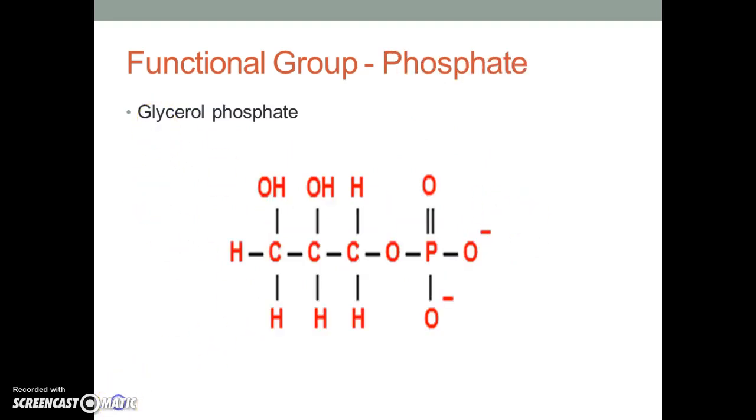So, next are the phosphate groups. These contain a phosphorus bonded to 4 oxygen atoms, 2 of which have a negative charge, and one that is bonded to the carbon skeleton. They're written out as OPO3 2-. Glycerol phosphate here provides the backbone for the phospholipids of the cell membrane. We'll be looking at that in Unit 3. The negatively charged oxygens create a negatively charged molecule, so this is negatively charged as a whole.